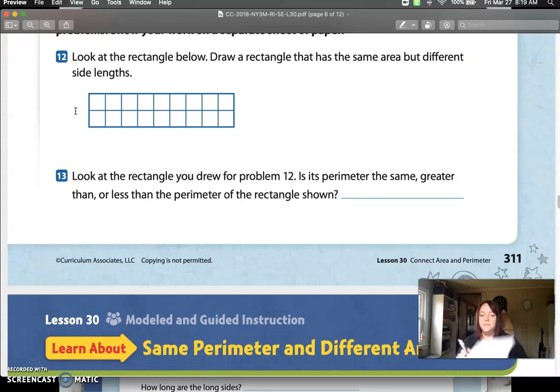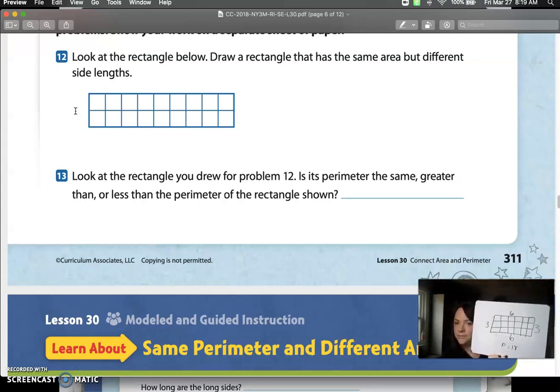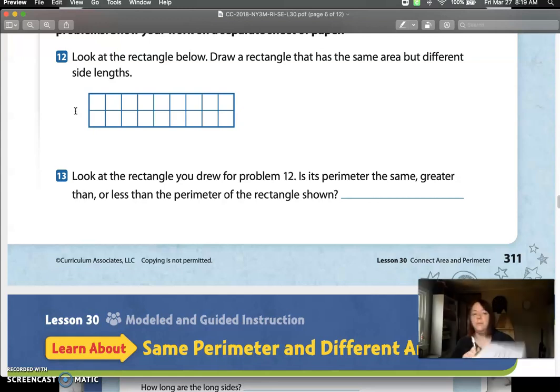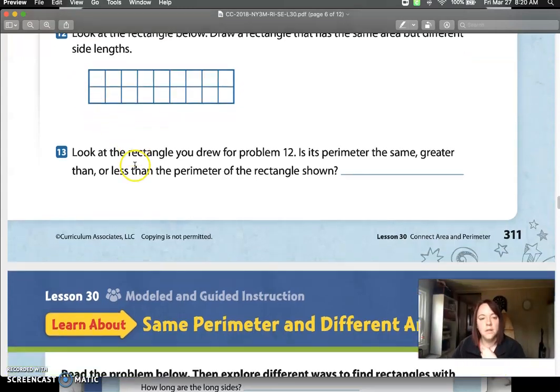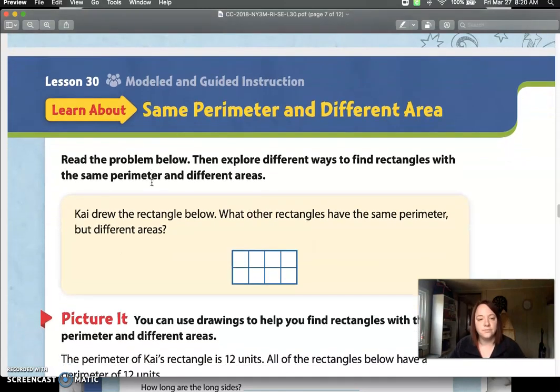I'm going to show you why. Is 6 as long as 9? It's shorter. You still have a longer side here, but it's still not quite as long as on problem number 12. That is why it is less fencing to use, if you want to use fencing as the thing that it's doing.